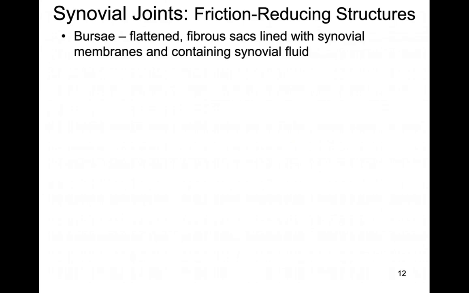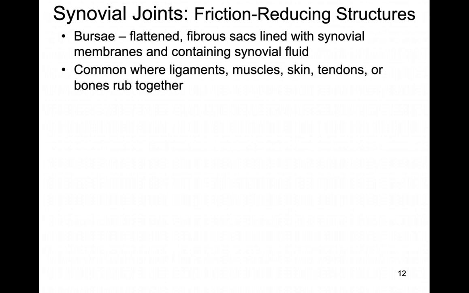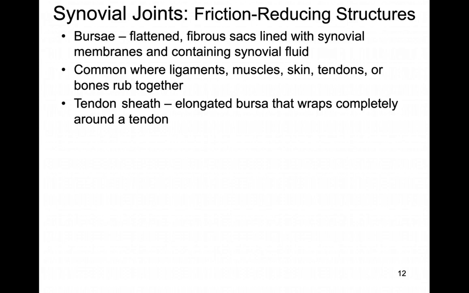So we do have some things to help reduce friction in these joints since they move around a lot. The bursae are flattened fibrous sacs that are going to be lined with synovial membranes, and they'll have synovial fluid in them. This is common where you're going to have ligaments, muscles, skin, tendons, or bones rubbed together. I like to think of it like the tongue in a shoe. That's to help keep the laces from rubbing on the top of your foot.